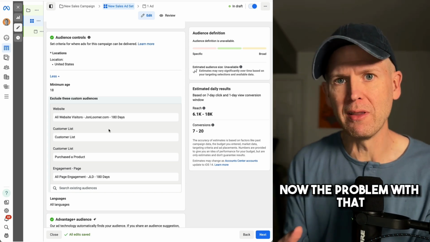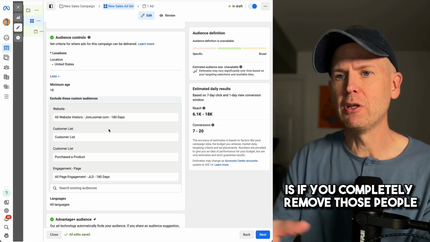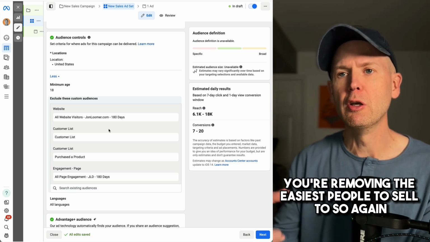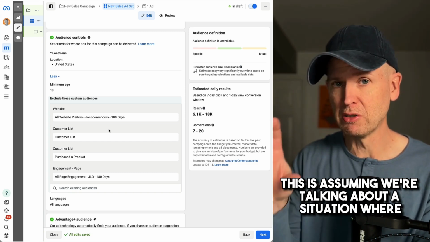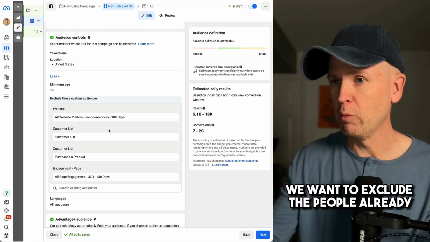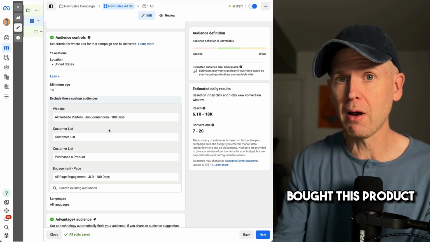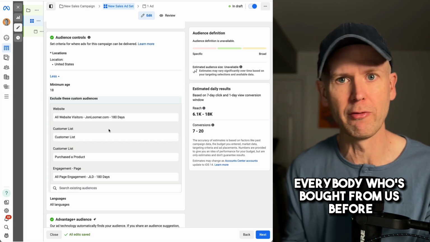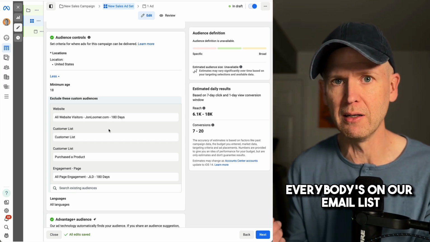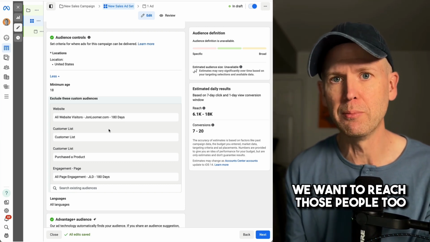Now, the problem with that is if you completely remove those people, you're removing the easiest people to sell to. So again, this is assuming we're talking about a situation where we want to exclude the people who already bought this product because they can't buy it again. But that doesn't mean we throw out everybody who's bought from us before or everybody who's on our email list. We want to reach those people too.